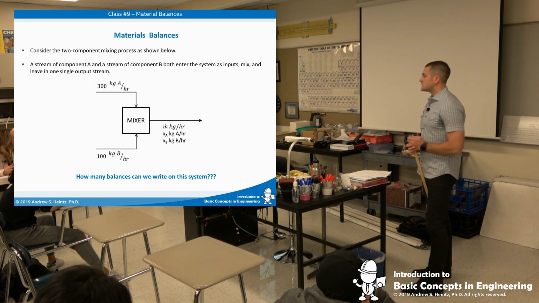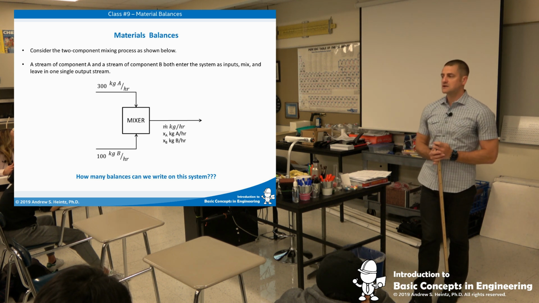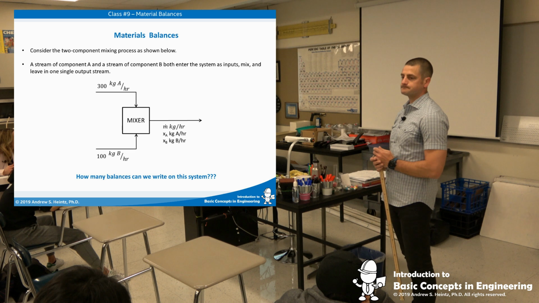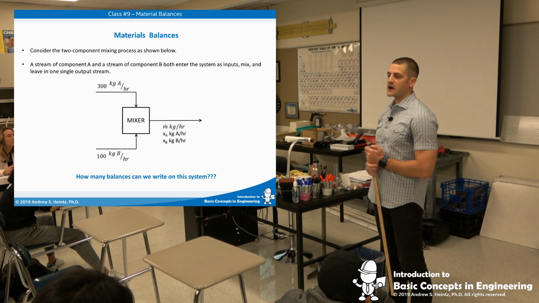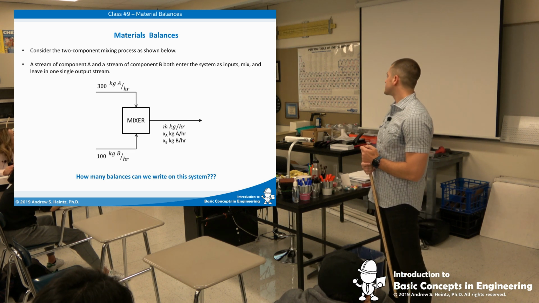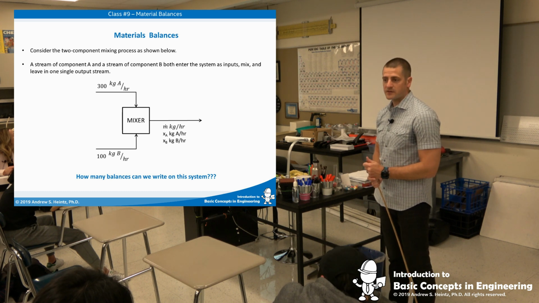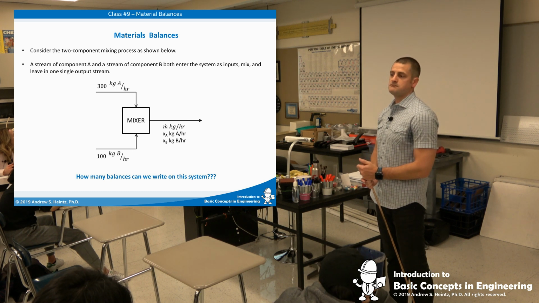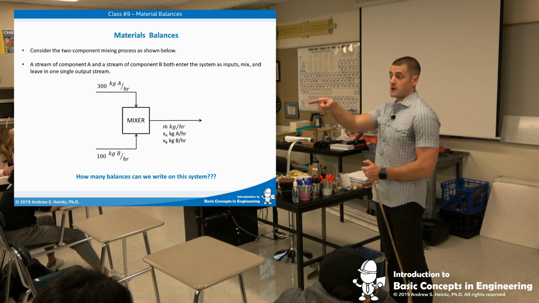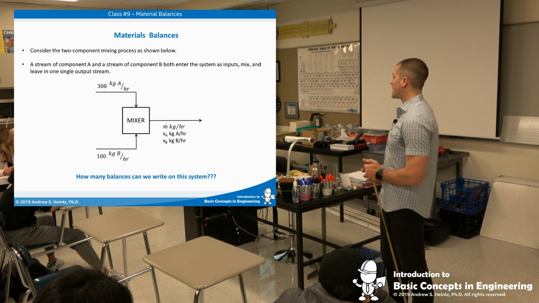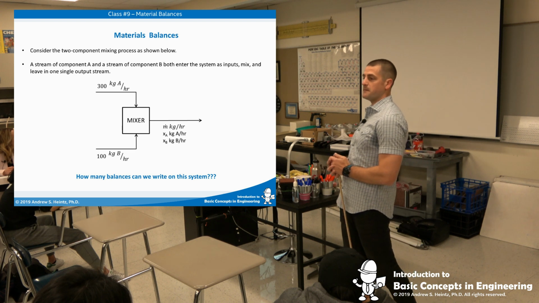Now, here's the tricky part, right? What is the mass fraction of A? So XA is the mass fraction of A. Or actually, no, sorry, that's labeled in kilograms per hour. So how many kilograms per hour of A do I have coming out in that stream? How many, Rahul? 300. And how much B do I have coming out? Malika?